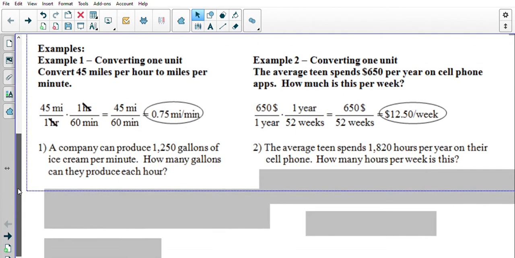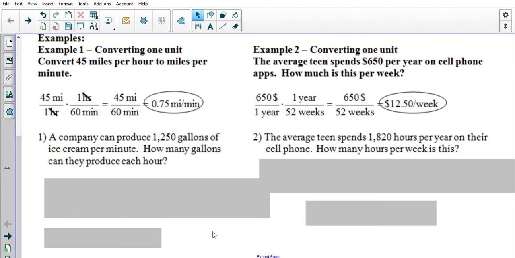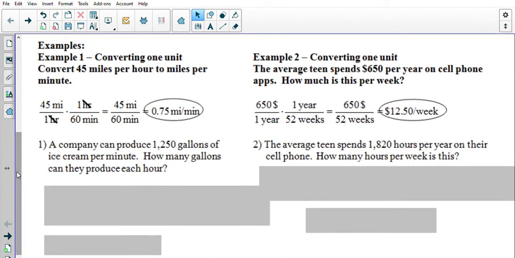Now, there are other ways to do this besides using dimensional analysis. However, I do show you dimensional analysis because it's something you'll see again in your high school science classes, actually. I believe in chemistry you use dimensional analysis and possibly also physics as well. So let's take a look at a couple of examples.